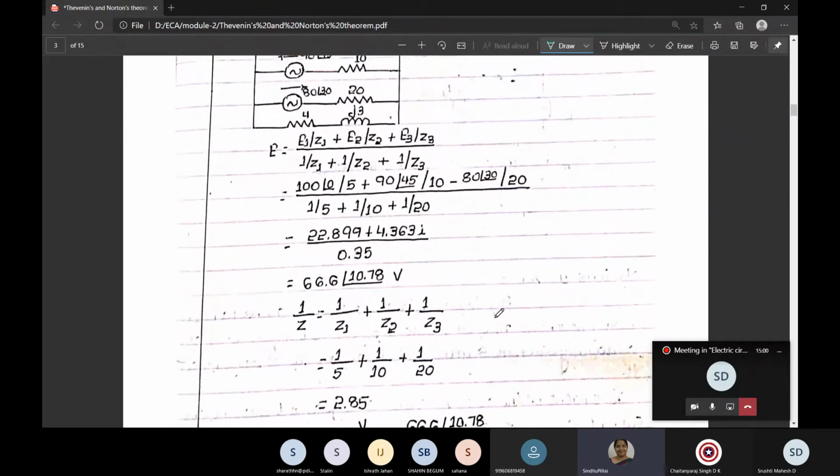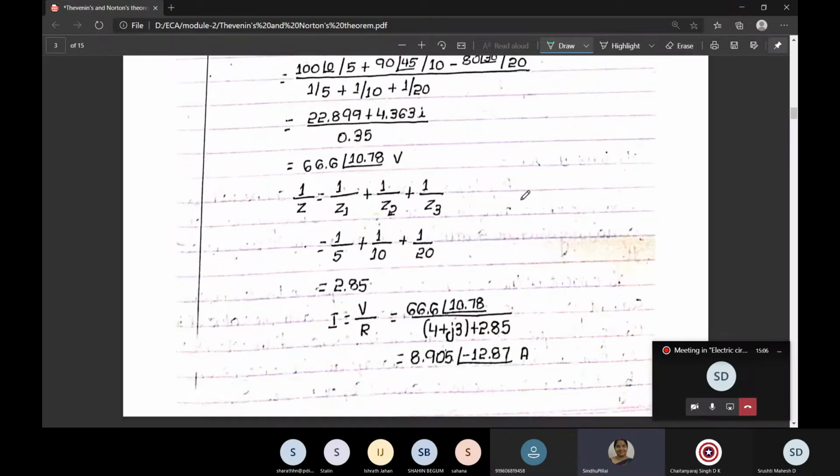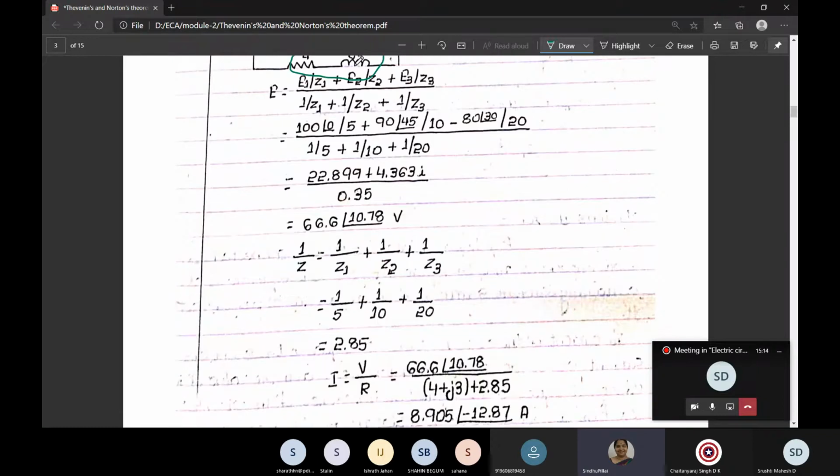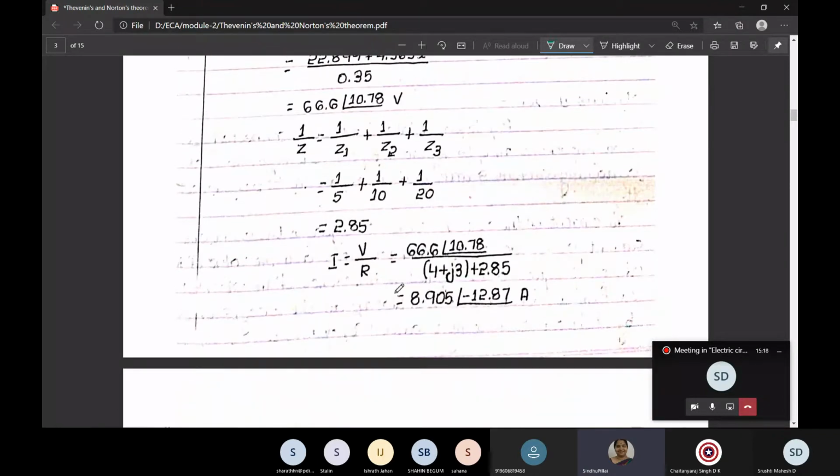Okay, this is the load. 4 plus J3 is the load. They are not mentioned in the question. You have to remember it is 4 plus J3. So I is equal to V by R. V is the total voltage, divided by R, which is how much? 4 plus J3 and the equivalent, that is 2.85. Put together you will get the current I.